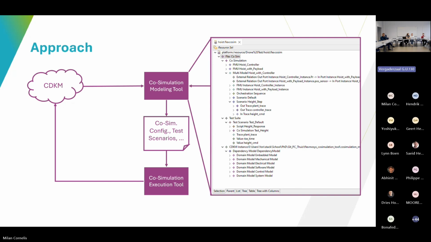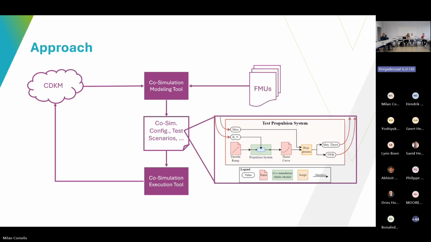So the co-simulation modeling tool looks somewhat like this. At the bottom here, you see our cross-domain knowledge model instance. At the top here, we have our imported FMUs, our imported models. We then have defined multi-models where you take these different FMUs and couple them together into a big model, basically. And then we have test scenarios that we can define. So basically, that's our modeling tool, and then we have this configuration that comes out of it.